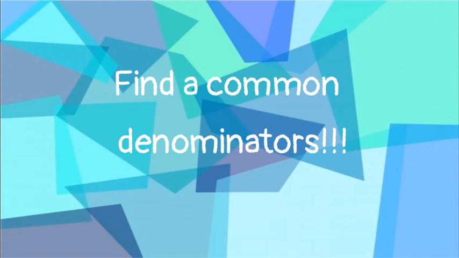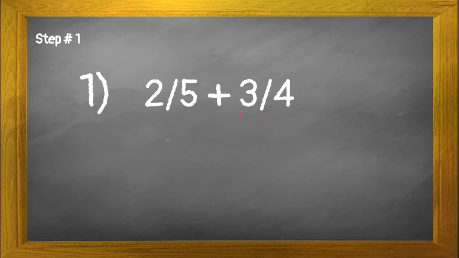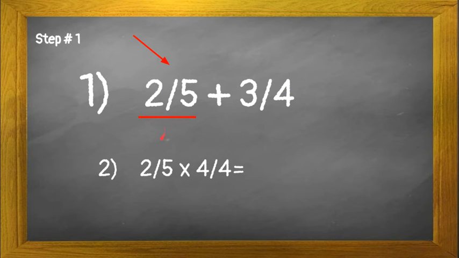First thing is to find a common denominator in both fractions. Step 1, find common denominators. What I like to do is write out my problem and I choose a fraction to work on first. I chose 2/5. So what you basically do is multiply 2/5 times the denominator of 3/4, or the fraction you're adding with. And this is how it might look. So you can see 2/5 right there. And then I put 4 in the denominator and the numerator.